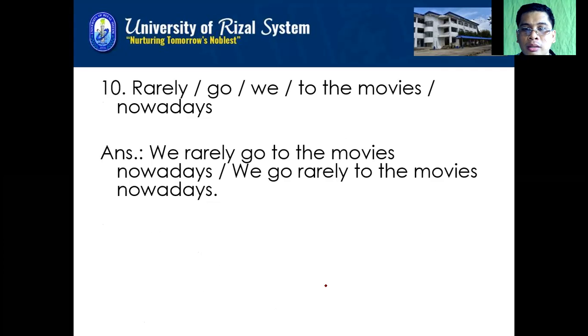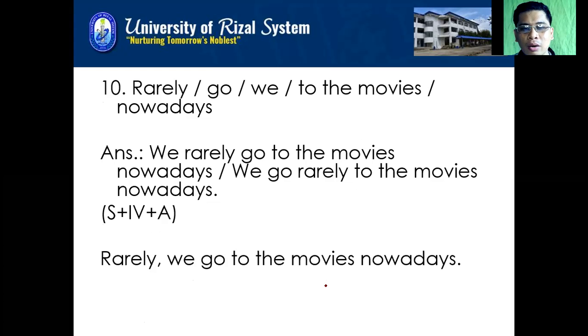Okay, we rarely go to the movies nowadays. We go rarely to the movies nowadays. It's an SIV. Whichever you choose is still an SIVA. So those are the different patterns that you have to follow when you are now writing your sentences. Okay, or rarely we go to the movies nowadays, and that makes it a VSO pattern. Okay, so there are different ways to arrange your sentences, and that depends on your taste, provided that you follow the correct patterns, following the normal word order and the inverted word order.